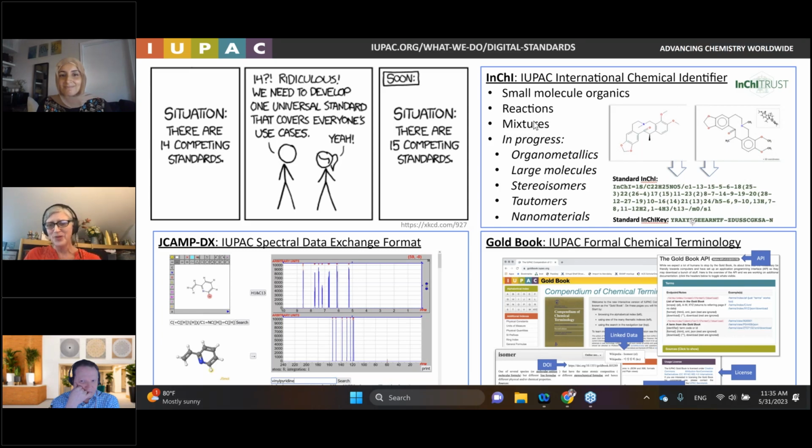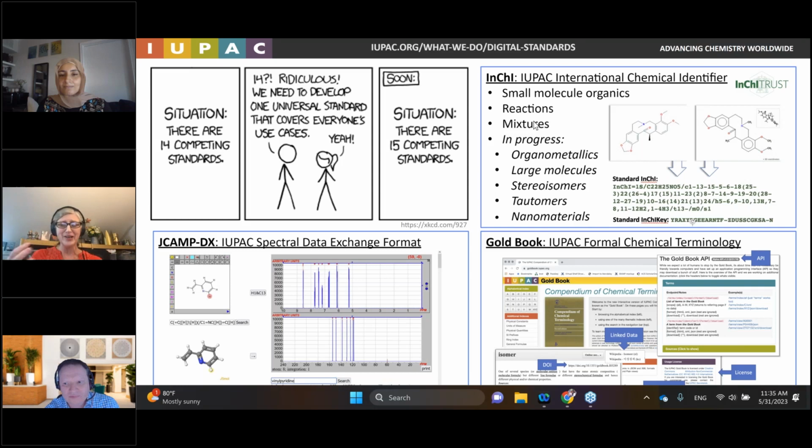And then finally, there's the Gold Book that Fatima mentioned. The Gold Book is a compendium from all the other color books, so it covers a lot of different subdisciplines in chemistry. And then it was put online just about 15 or so years ago, and each term has its own DOI.